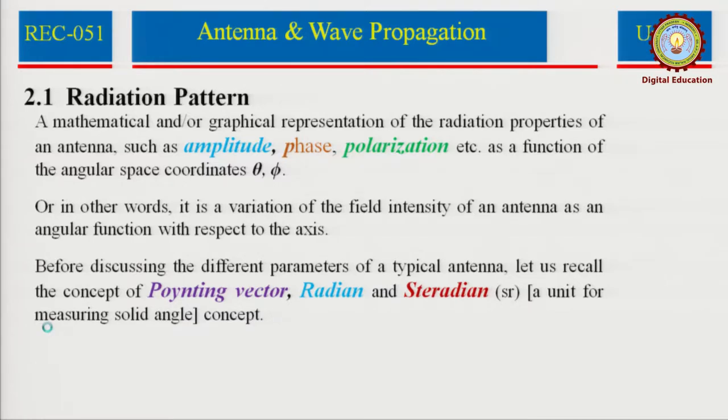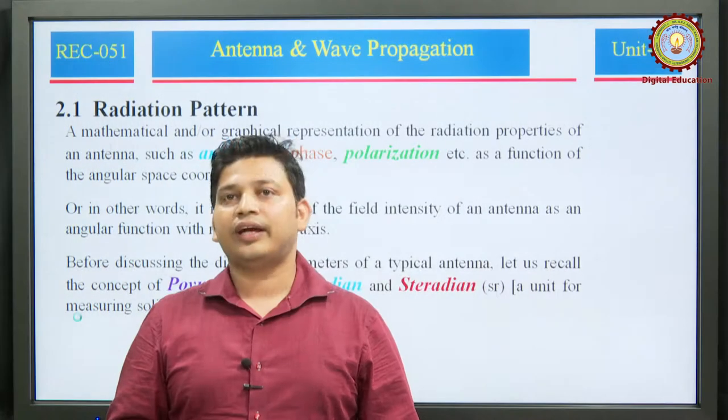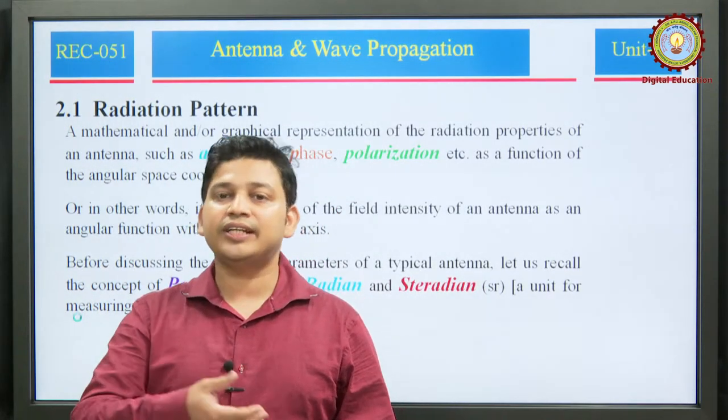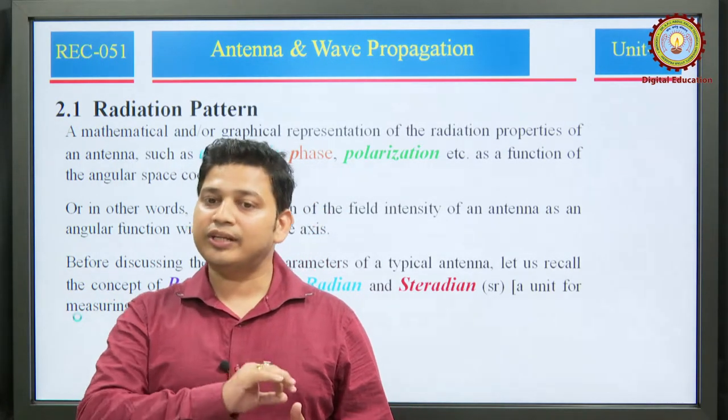Basically, the radiation pattern of an antenna is nothing but a directional quantity which radiates away from the antenna in an angular space. Or in other words, we can define the radiation pattern of an antenna as a mathematical or graphical representation of the radiation properties of an antenna, such as amplitude, phase, polarization, etcetera, as a function of angular space. Angular space means theta, phi, the coordinates in which it radiates.